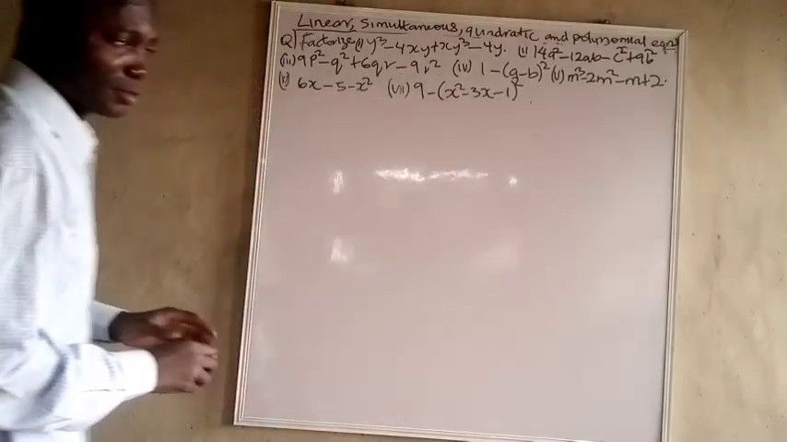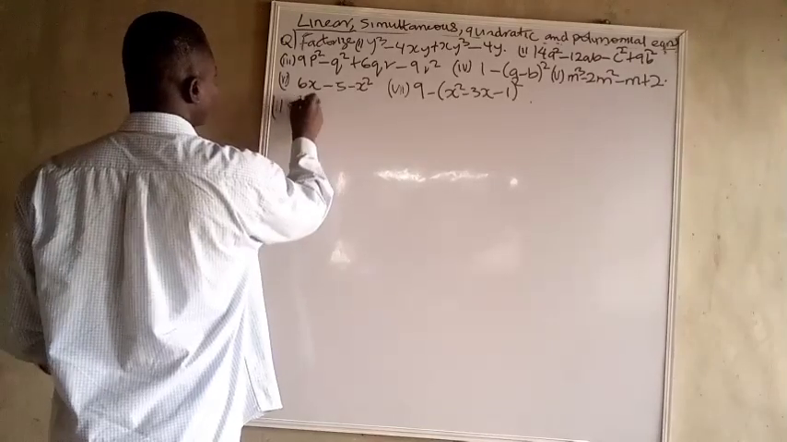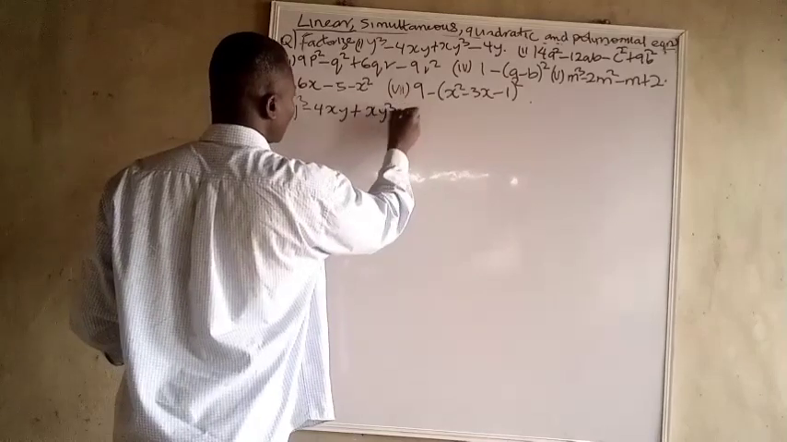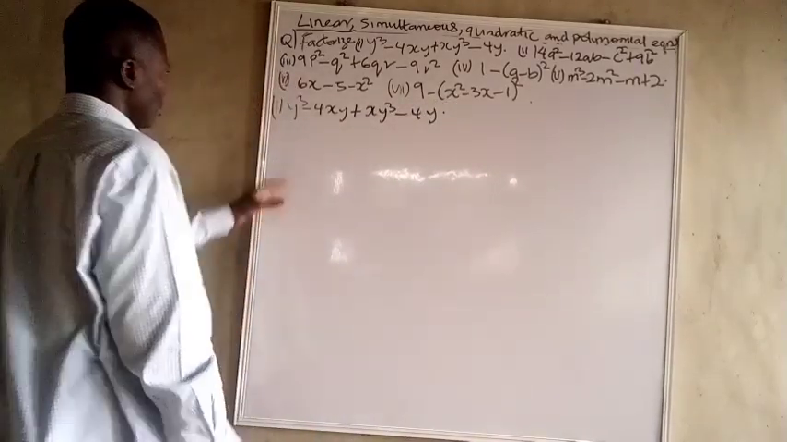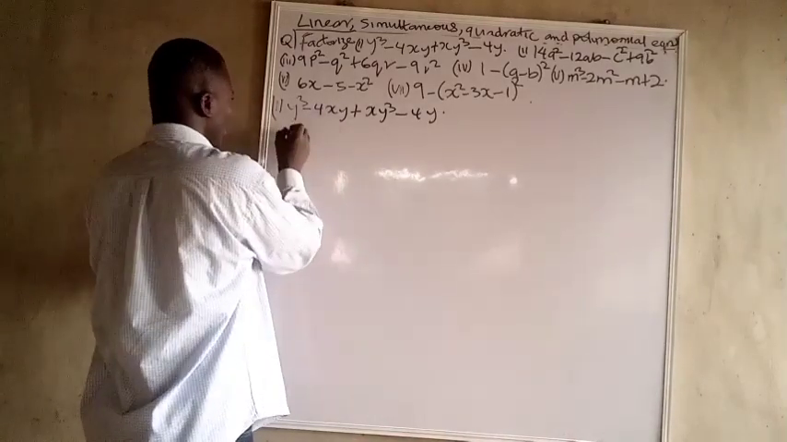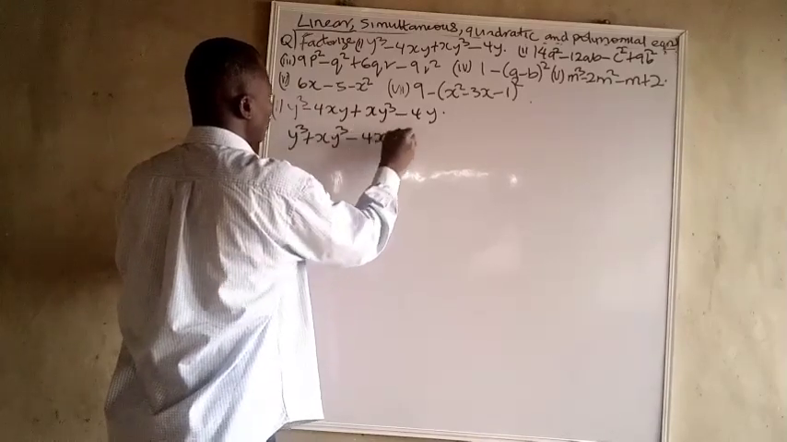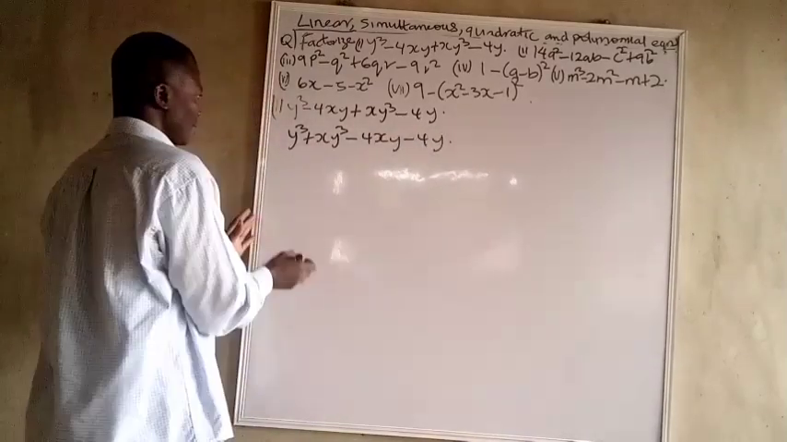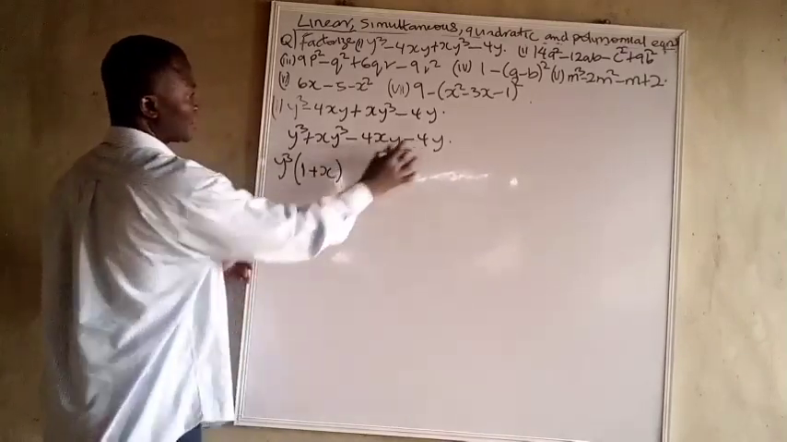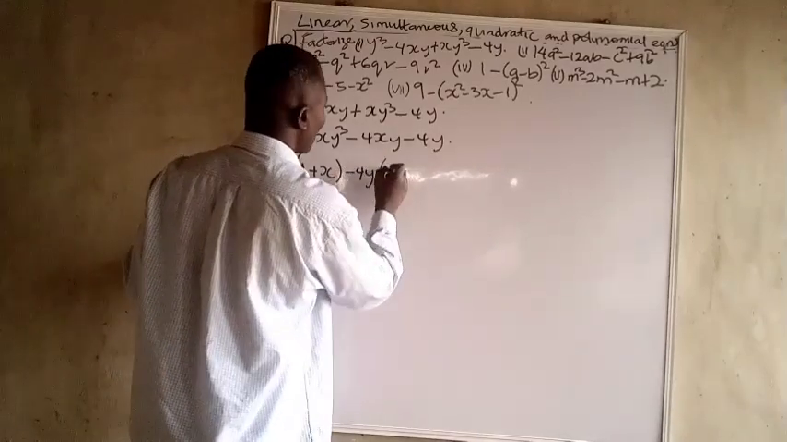So let's take it one after the other quickly. The first one is y cubed minus 4xy plus xy cubed minus 4y. So if you look at it, for ease, we need to rearrange this. So we are going to have y cubed plus xy cubed minus 4xy minus 4y. So you can see we have y cubed common to this place, 1 plus x. Minus 4y is common to this place. Minus 4y into x plus 1.